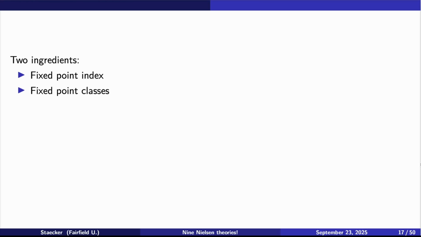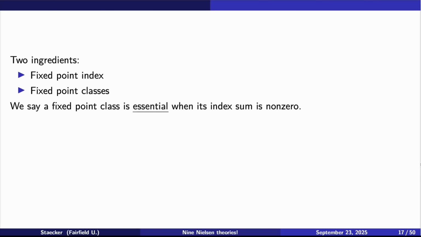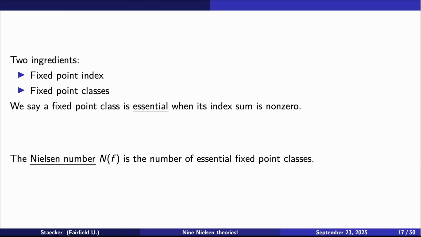Okay, so anyway, these are our two ingredients, the fixed point index and the fixed point classes. We say a fixed point class is essential when its index sum is non-zero. So this means you have some fixed points, which maybe could be combined, but if you look at all the plus ones, minus ones, it adds up to non-zero, all right? And the Nielsen number, this is the definition of the Nielsen number, is the number of essential fixed point classes. So it's the number of classes of fixed points which have index non-zero.